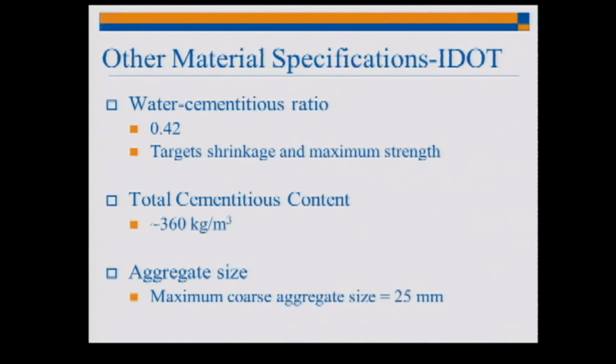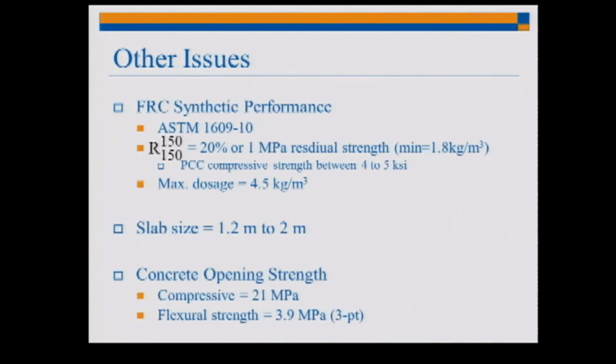The water-cement ratio, maybe this is a little low for your country. We have freeze-thaw, so we have to keep the water-cement ratio low. Total cementitious here is pretty standard, and we use about 15 to 20% fly ash in our mixes, type C fly ash. And in terms of fibers, we use this standard to test the mixes, and we use a minimum of about 1.8.